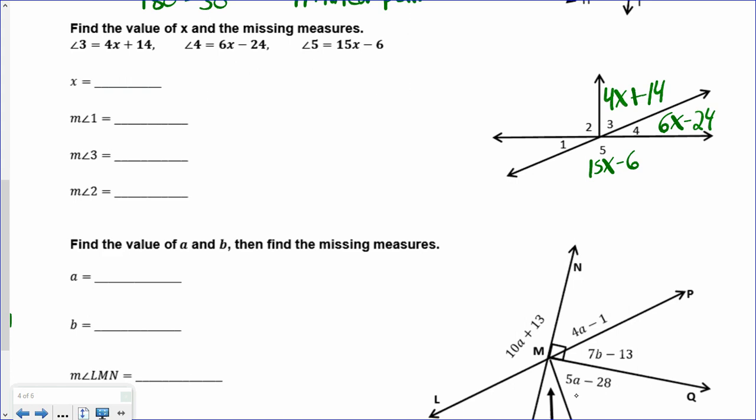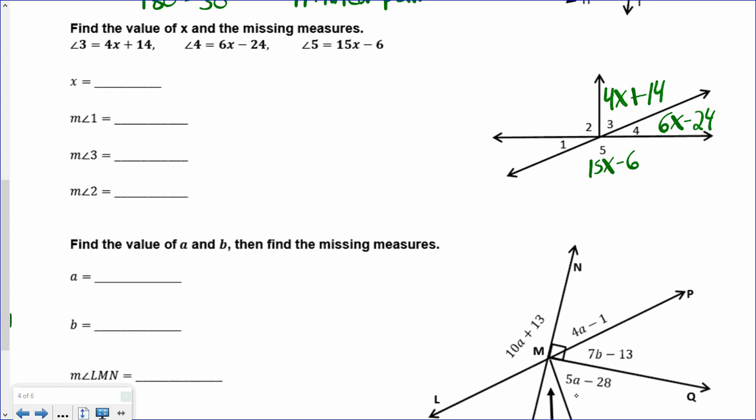Alright, our first job is to find x. What two angles could I use to do that? Angle 4 and angle 5? Yes, I can use angle 4 and angle 5. Could I use angle 3 and angle 4? How? You could add 4x plus 13 and 6x minus 24 equal to 90.